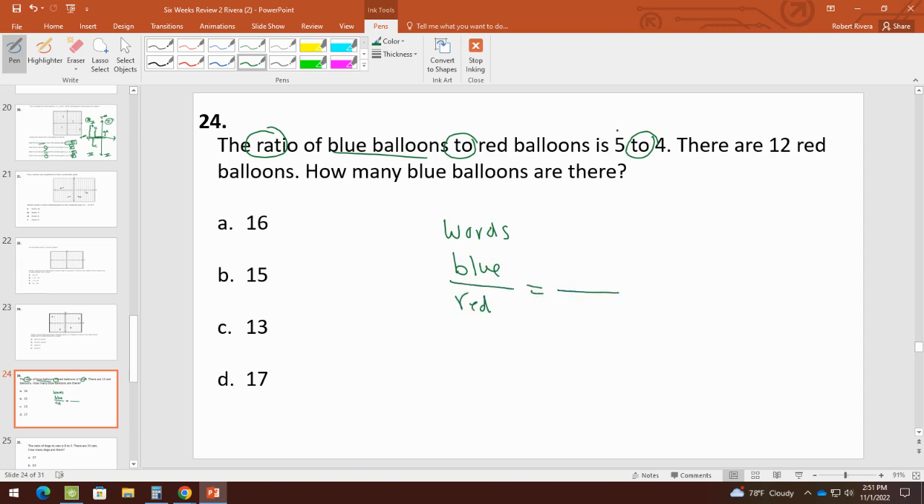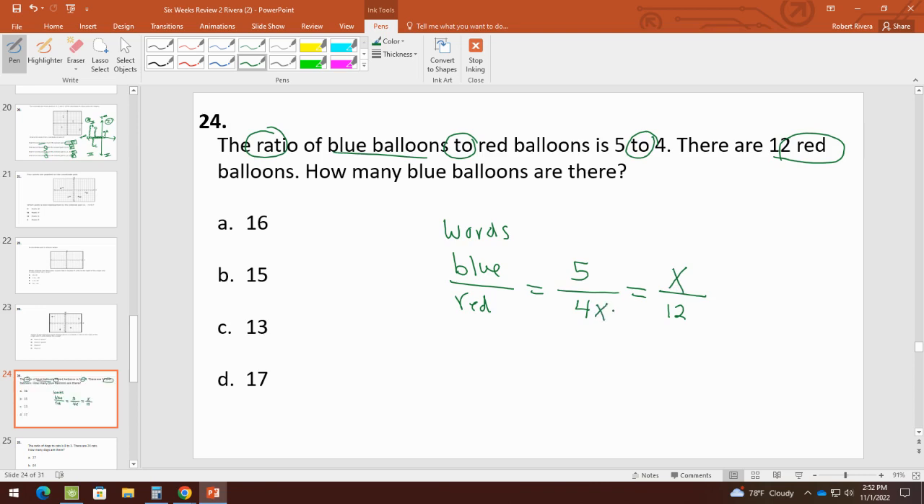Then we have the number 5. 5 will go first because that's the blue, and 4. Why do I know? Because of the word "to." Then we have 12 red. Look what it says, 12 red. So 12 would go on the top? No, it would actually go on the bottom because it's red. We're going to be using algebra again, so we're going to put the x there because we don't know that one.